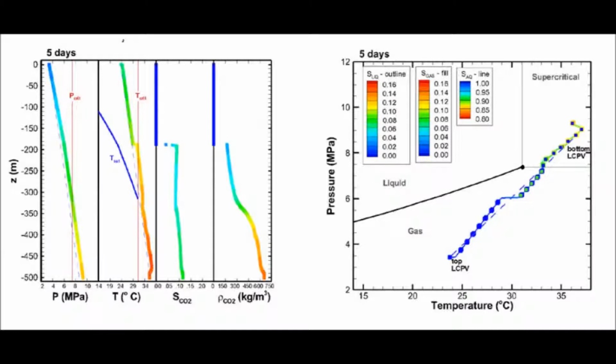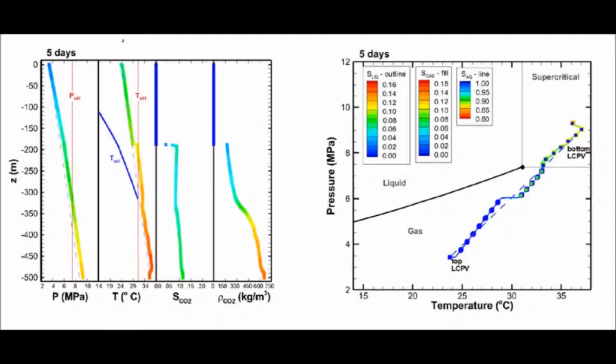Results will be shown in terms of the figure here, which has the same 4 vertical profile plots as shown before on the left-hand side. Now on the right-hand side is a plot of pressure on the y-axis and temperature on the x-axis and the stability fields of CO2, essentially a phase diagram. The liquid-gas phase boundary, angling upward to the right to the critical point, is shown for reference.